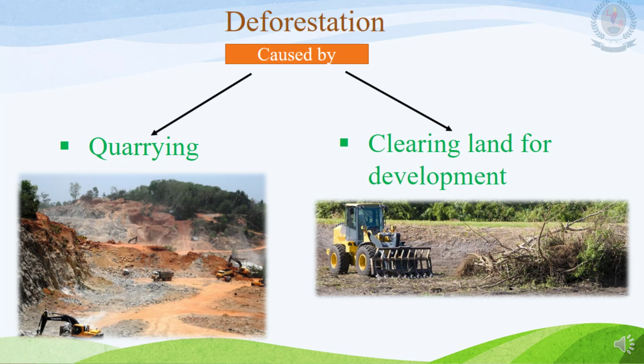Deforestation, or the destruction of forest on a massive scale. So children, in here we can identify two major causes of deforestation. The first one is quarrying. It involves the extraction of rocks or minerals from the ground.